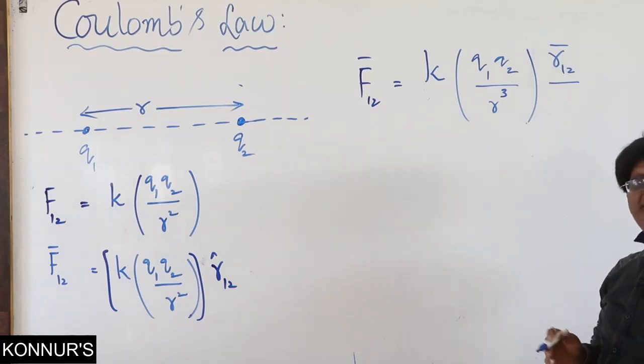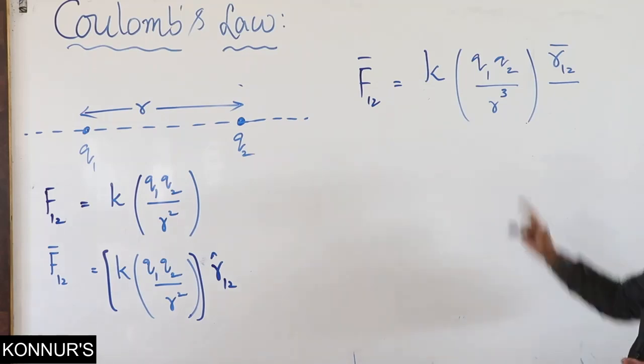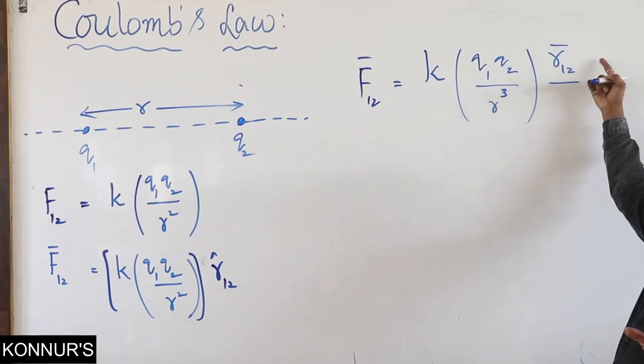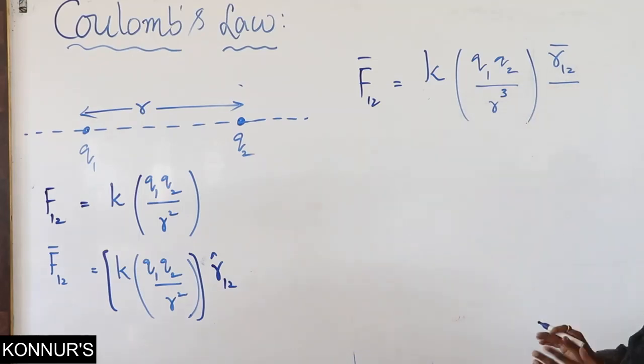Now don't say that it has converted into an inverse cubic relation. No, it is still an inverse square relation only. The cube term is there, but you also have another R bar term in the numerator. Therefore it is still inverse square.